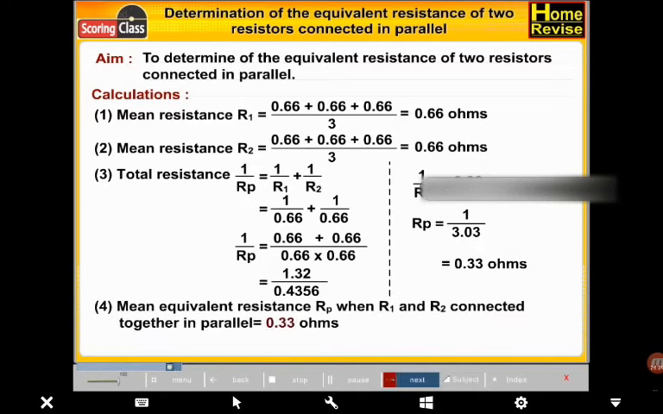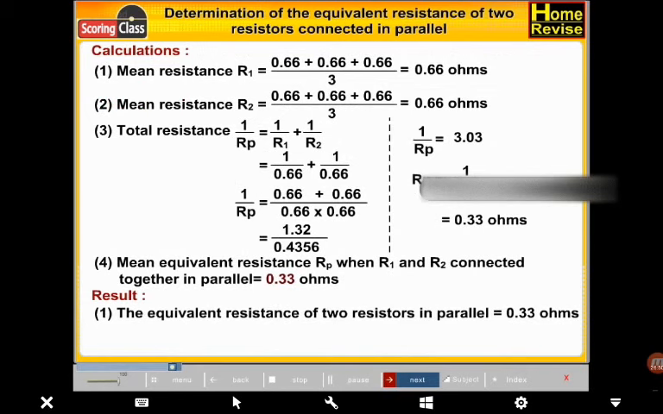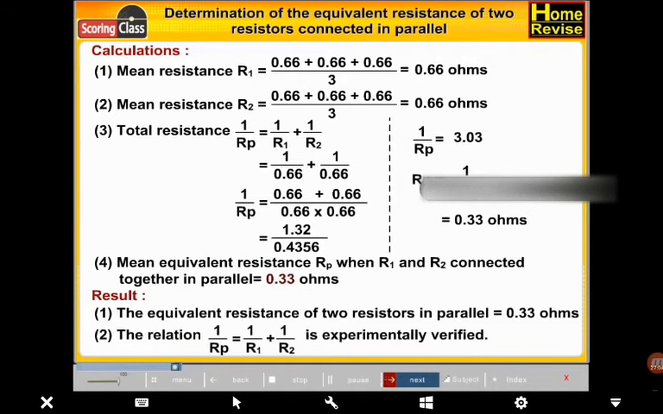Number 4. Mean equivalent resistance Rp when R1 and R2 are connected together in parallel is equal to 0.33 ohms. Result. Number 1. The equivalent resistance of two resistors in parallel is equal to 0.33 ohms. Number 2. The relation 1 upon Rp is equal to 1 upon R1 plus 1 upon R2 is experimentally verified.